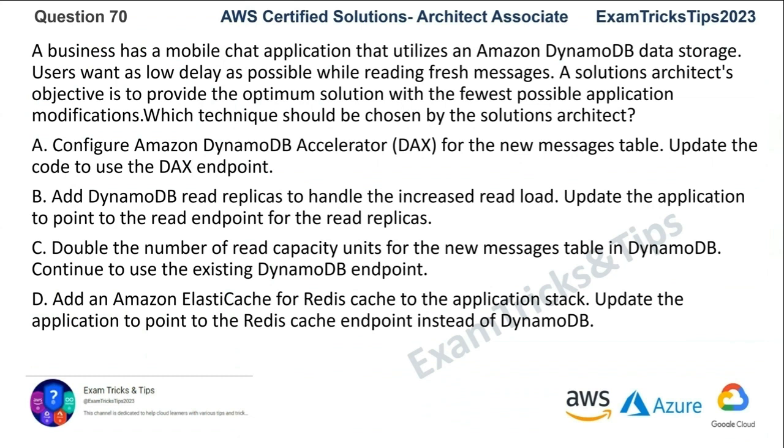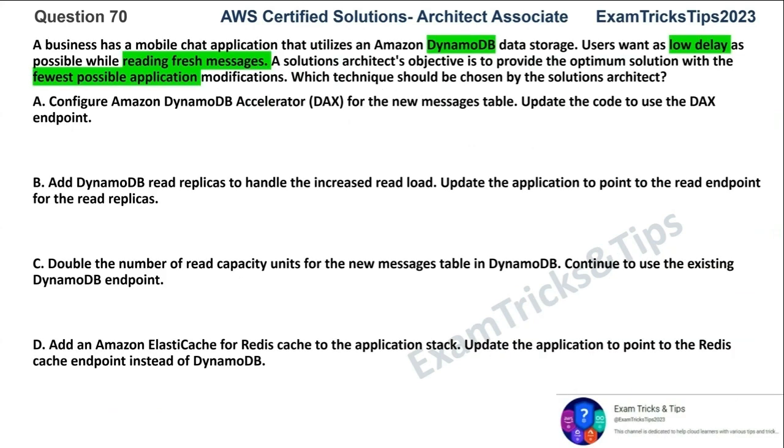Number 70. A business has a mobile chat application that utilizes an Amazon DynamoDB data storage. Users want as low delay as possible while reading fresh messages. A solutions architect's objective is to provide an optimum solution with the fewest possible application modifications. Which technique should be chosen by the solutions architect? So what we have in terms of problem description and keywords is a mobile chat application using DynamoDB as data storage, which is a NoSQL database and a very high performing database. Users want low delay for reading fresh messages, and we want to make this with the fewest possible modifications.